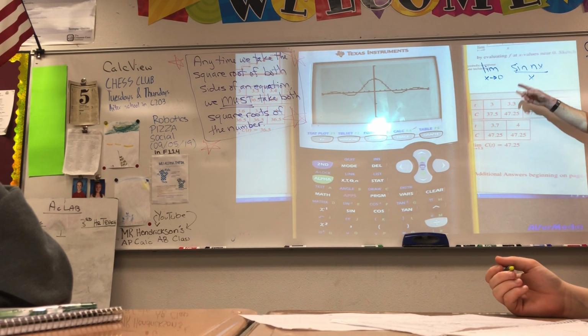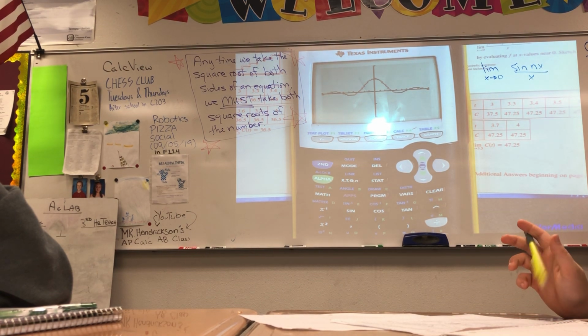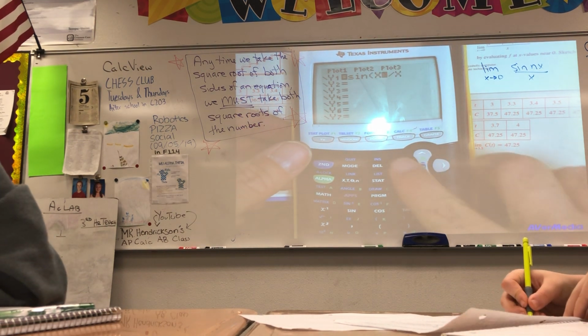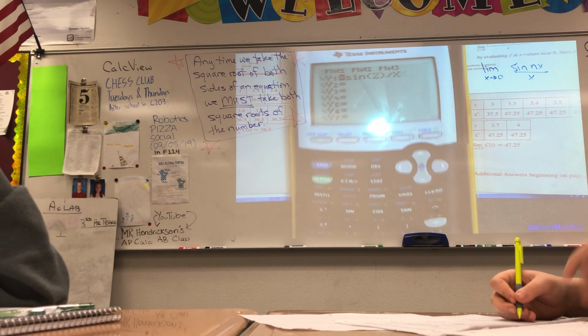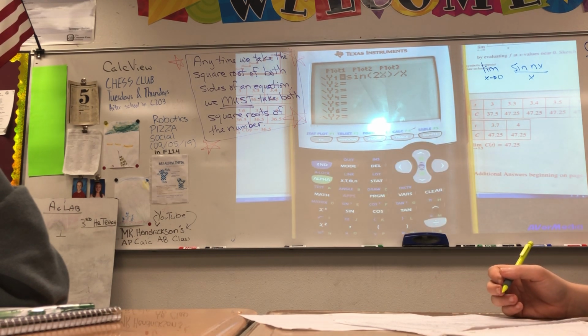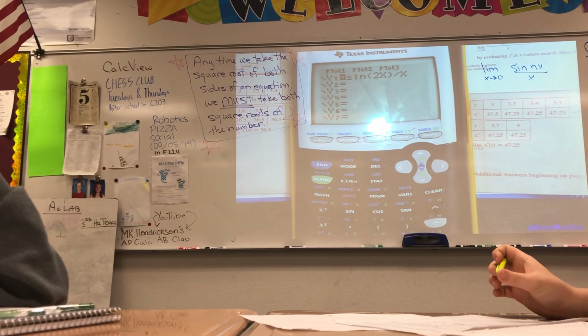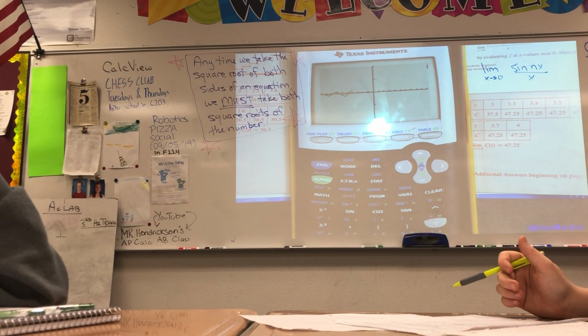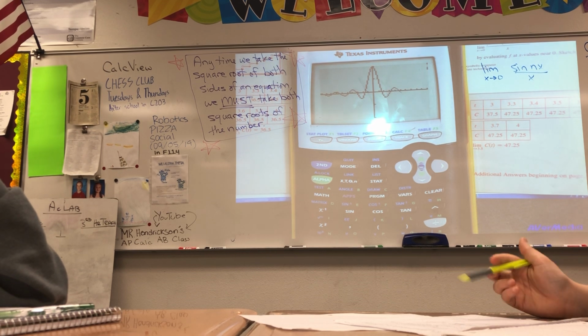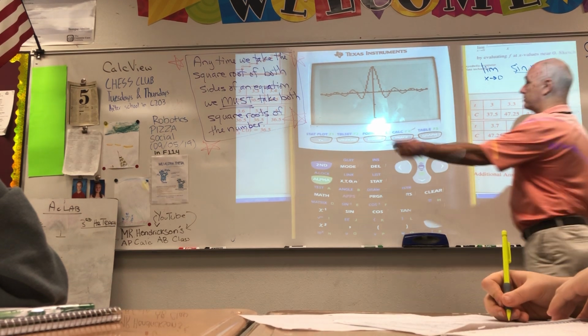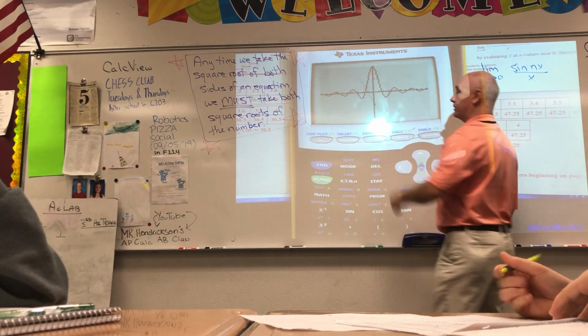So when n was 1, what was our limit? 1. Okay, so what should we try now? N is 2. So, second insert, we'll put a 2 there. So now we're doing the limit as x approaches 0 of the sine of 2x over x. What does it look like? Looks like 2, doesn't it? Yeah, from both sides, it's going to 2 from here, it's going to 2 from here.